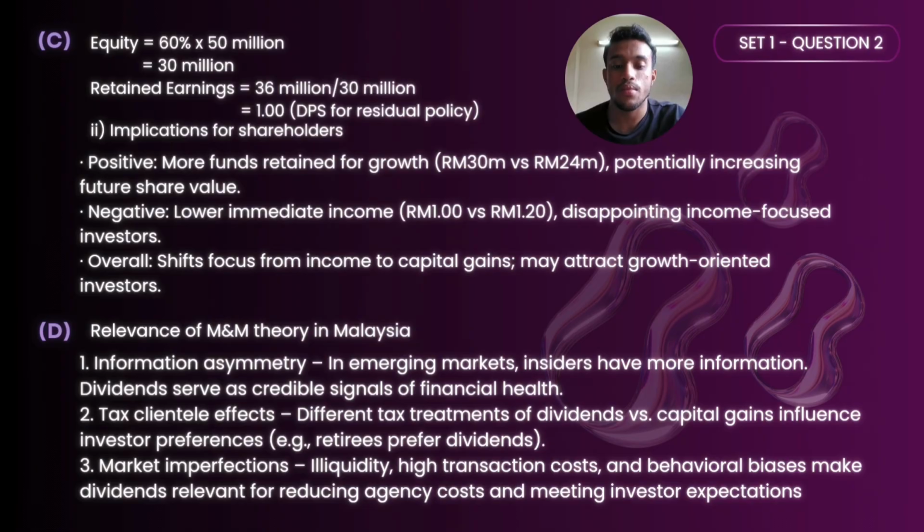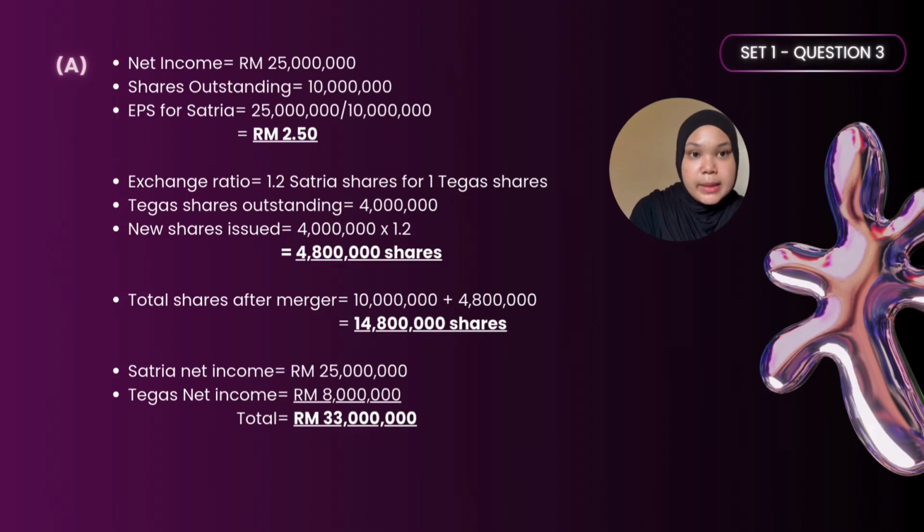expectation. My name is Nabihah Binti Mohammed Hairuddin, and I will explain to you for set 1 question 3. Before the merger, Satria Berhad has a net income of RM25 million and 10 million shares outstanding, resulting in an earnings per share of RM2.50.